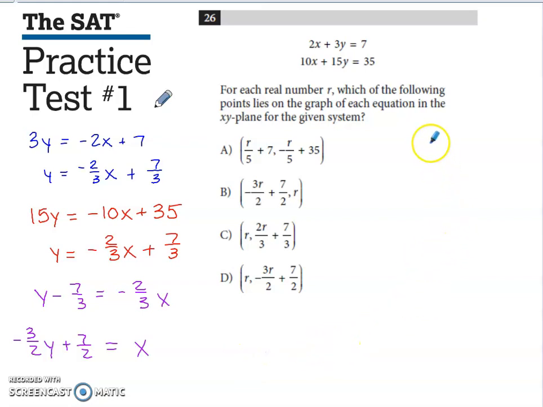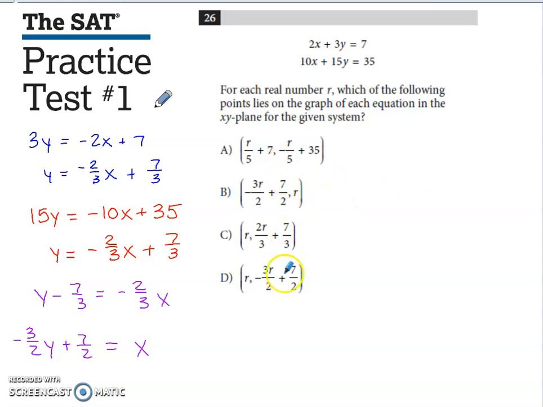So this practice SAT problem presents us with a system of equations, and they say for each real number r, which of the following points lies on the graph of each equation in the xy plane for the given system. So if you've solved systems graphically, you're looking for the intersection of the graphs.